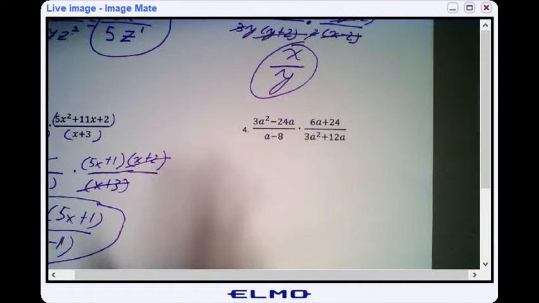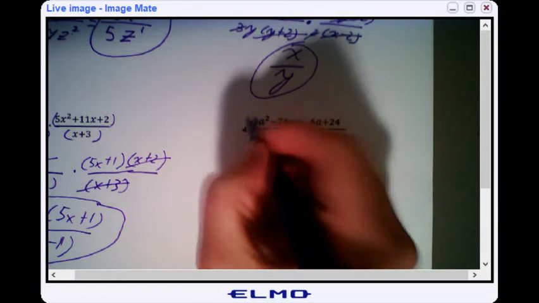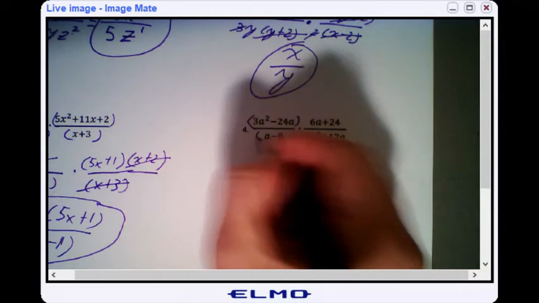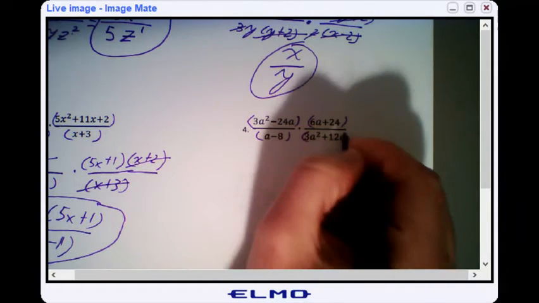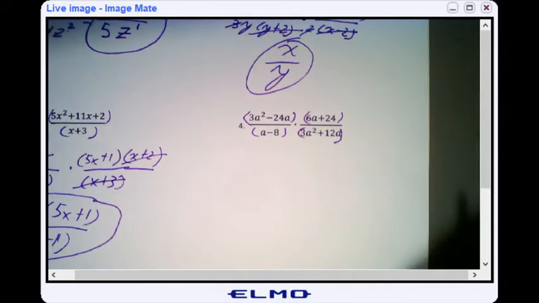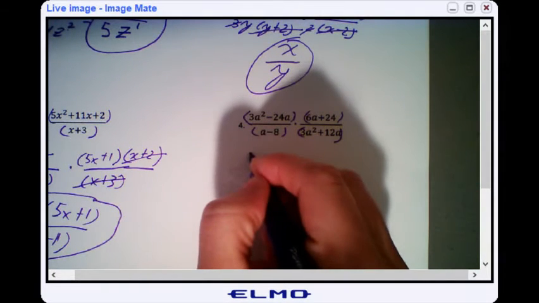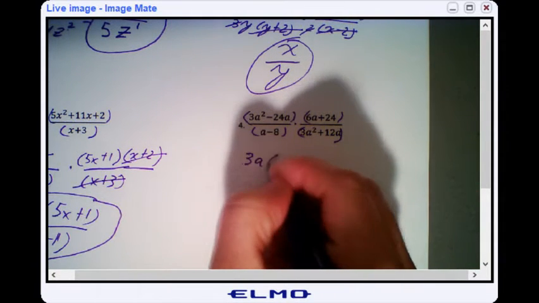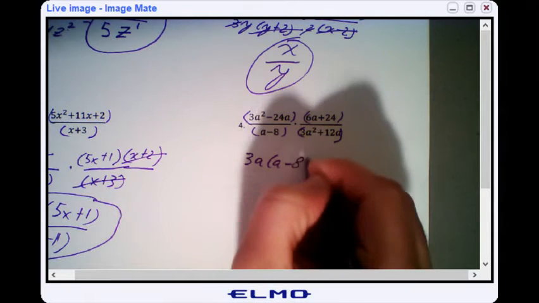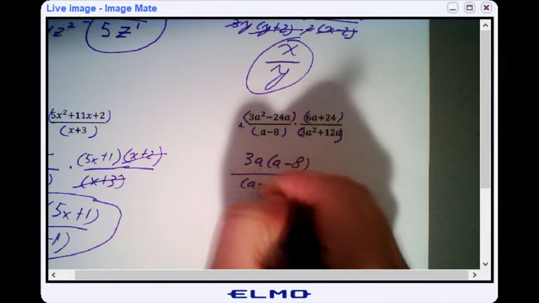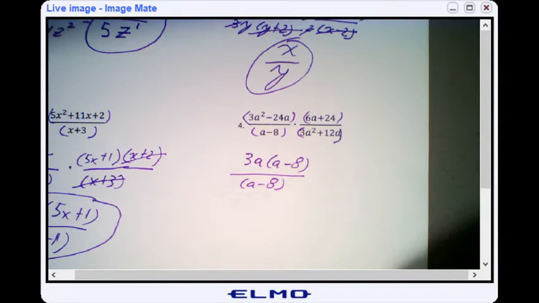For problem number 4, I've got a binomial divided by a binomial and another binomial divided by a binomial. So put your parentheses around to show your groups. Your groups must match exactly. They do not. I'm going to try and factor each group. For the numerator on the left, we have 3a. We have a minus 8. The bottom one has no GCF.